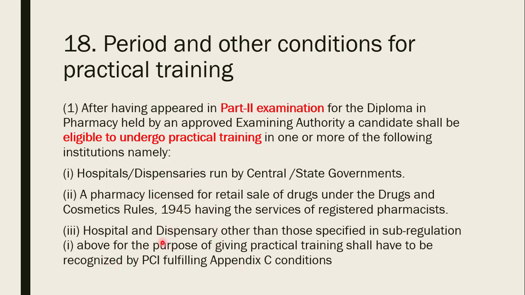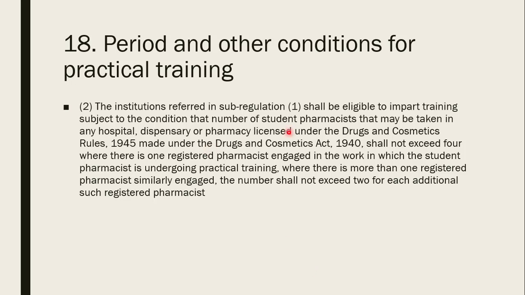So all these institutions are eligible for giving the practical training, which are recognized by the Pharmacy Council of India, and the foremost condition is they should fulfill the Appendix C conditions of these Education Regulations 2020. Before going to Appendix C, this point we will cover. The second point, that is, institutions referred to in sub-regulation 1 shall be eligible to impart training. That means whatever institutions we have seen just now, they are eligible to impart the training.